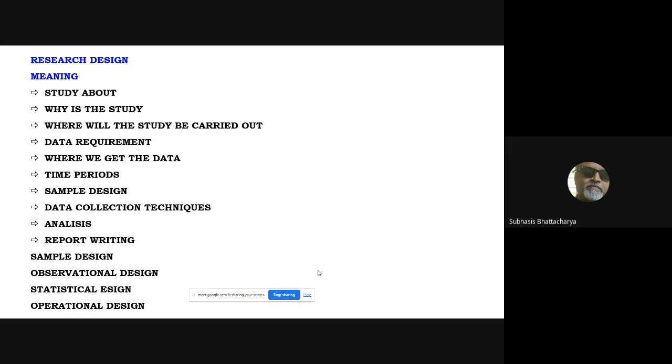So in brief, you have to make a clear statement of the research problem, the procedures and techniques to be used for gathering information, the population to be studied has to be identified, and the methods to be used in processing and analyzing the data. That is another important thing.